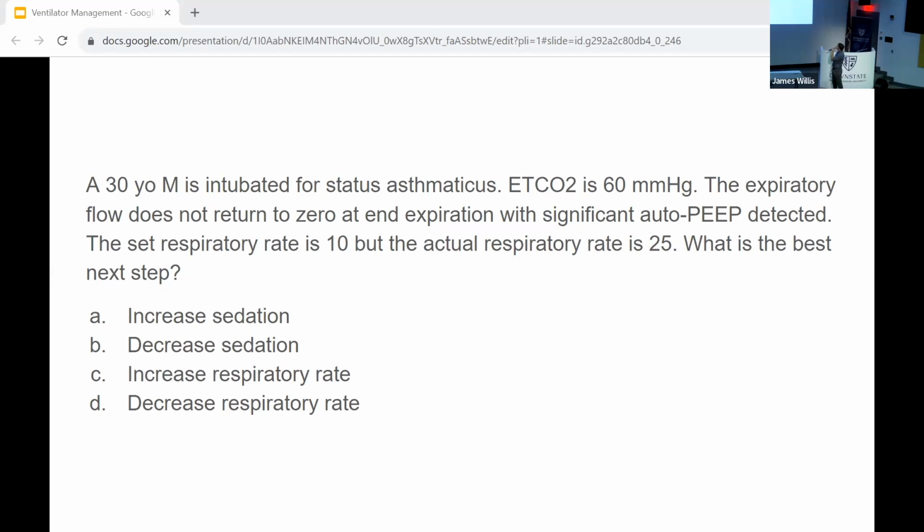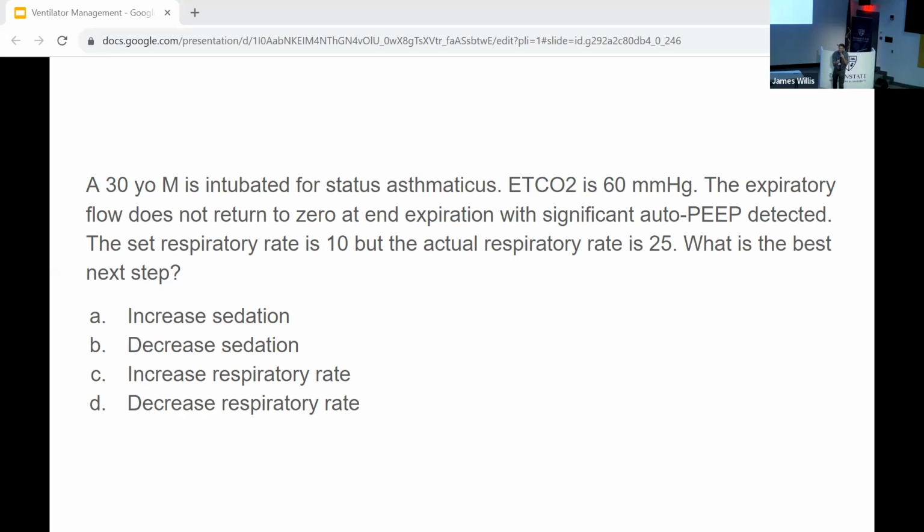Okay, 30-year-old male intubated for status asthmaticus, end-tidal CO2 is 60. Expiratory flow does not return to zero with significant auto PEEP. The set respiratory rate is 10, but the actual respiratory rate is 25. You intubated with succinylcholine, so it's 15 minutes after intubation. I'm not saying there's anything wrong with that, but that's what happens if you gave him whatever you gave him for RSI, and remember, this is a super sick patient that you rarely want to intubate.